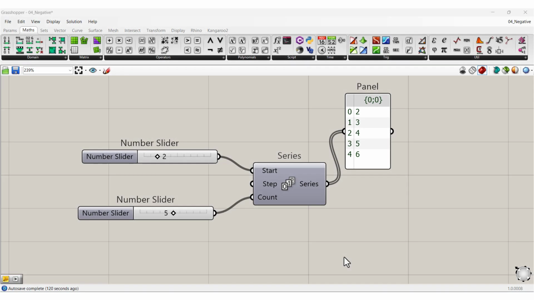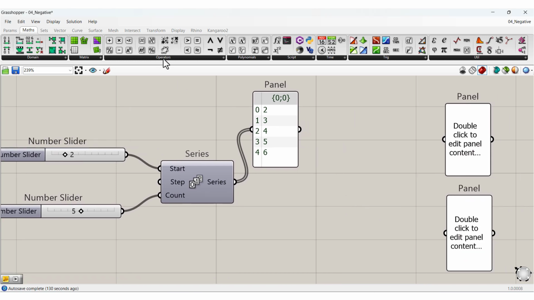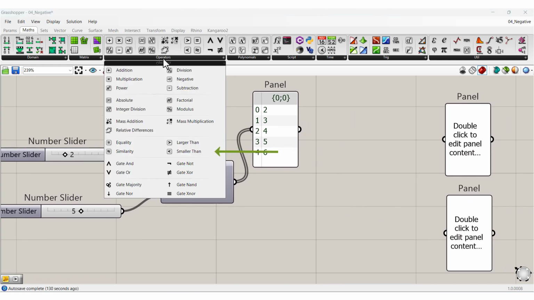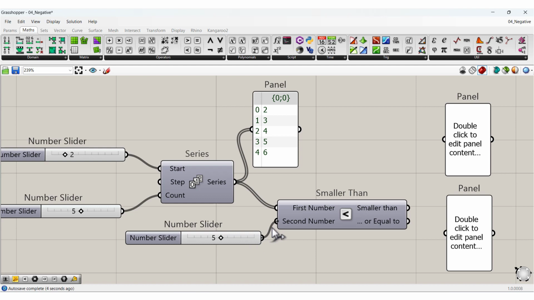So we have the same list of numbers, and we are going to take a look at math operators, smaller than. Pay attention. I'm going to connect my list to the first number, and as we did before, let us create a numeric slider from 0 to 10, and let's set it to 5.